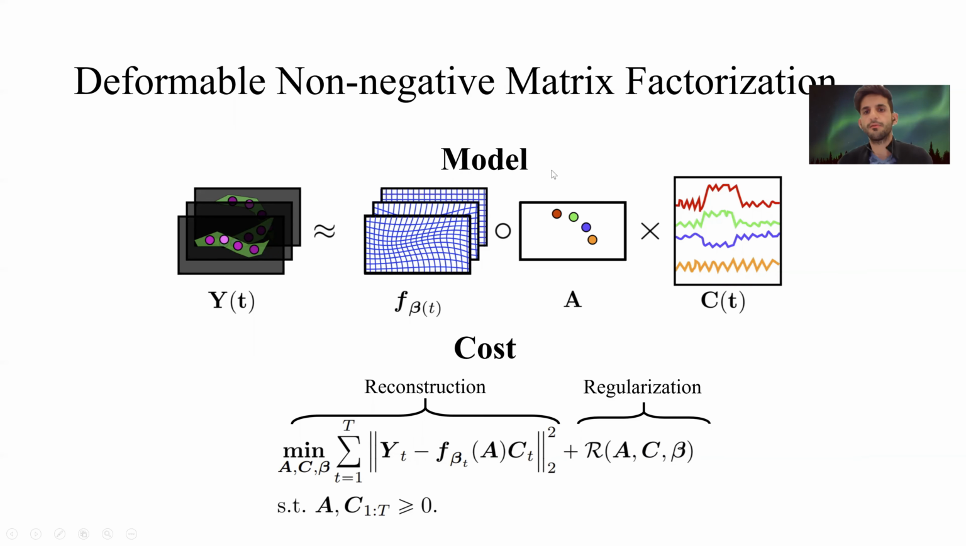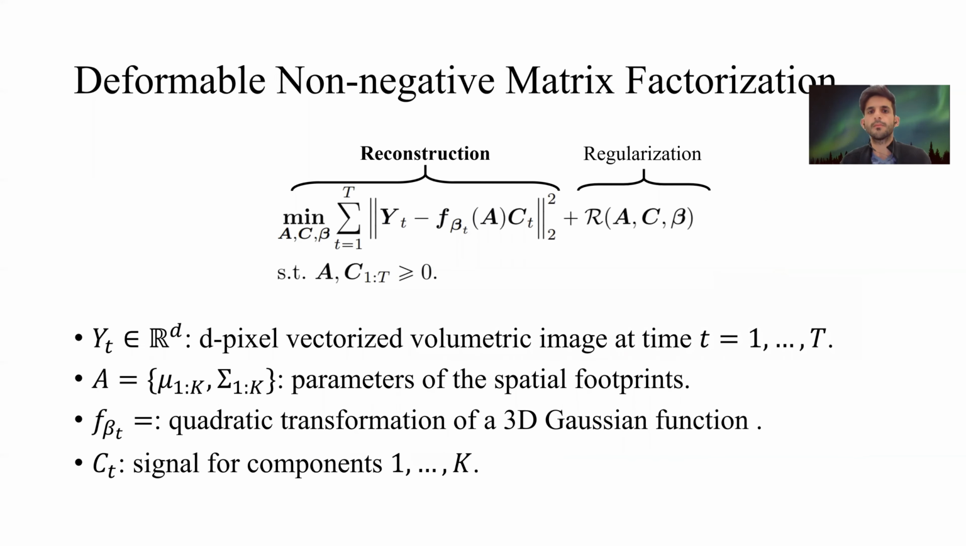To solve this problem, we have written down a cost function that has two parts, reconstruction and regularization, that I'm going to describe in more detail. So the reconstruction part is how well they can reconstruct the video using the parameters of the model. Y_t corresponds to the vectorized version of the volumetric image. A corresponds to the canonical representation, and we have parameterized it using Gaussian functions.